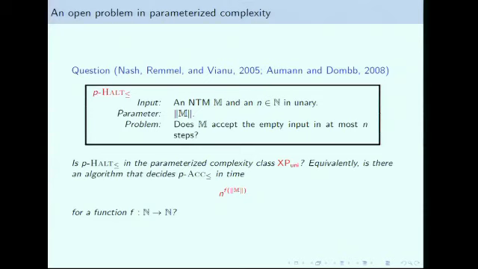Here we are concerned with the following halting problem. It's a very natural halting problem. We are given a non-deterministic Turing machine M, together with a natural number n in unary, so n many ones.